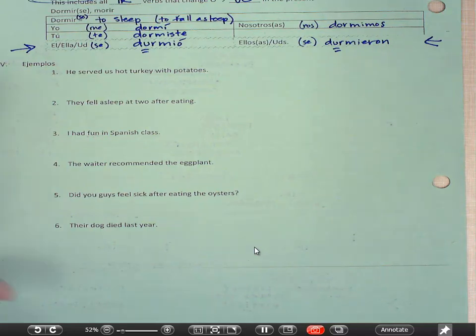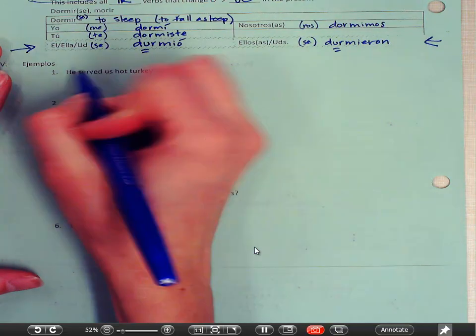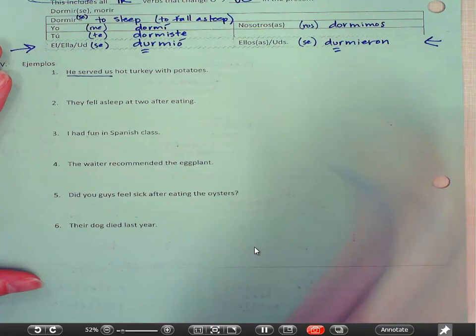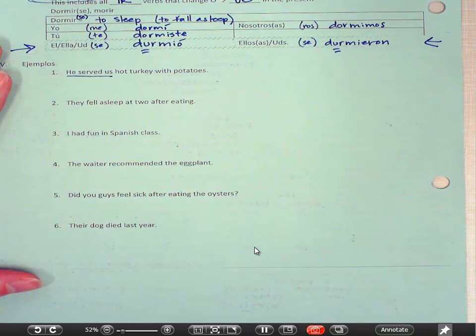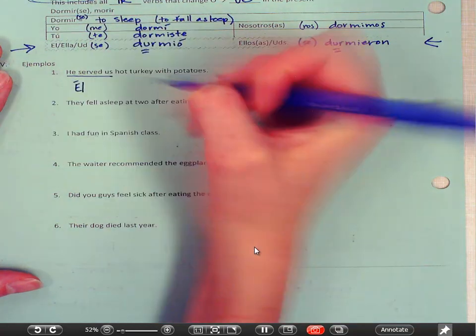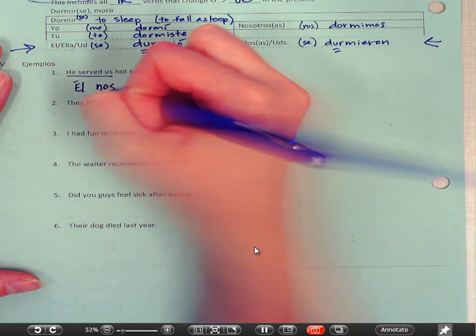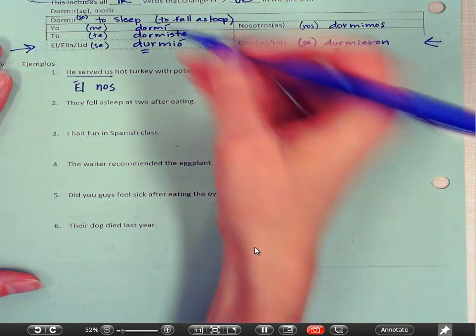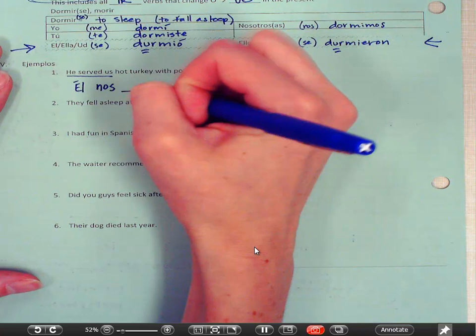Okay, he served us hot turkey with potatoes. So he served us. The verb is served. So él is the subject, and then to us is nos. So he served to us. He to us served. Here's our verb.